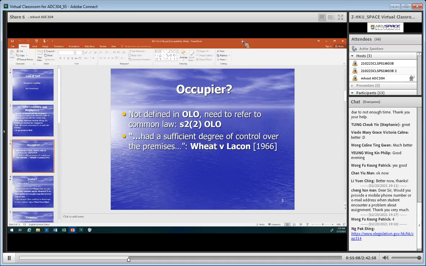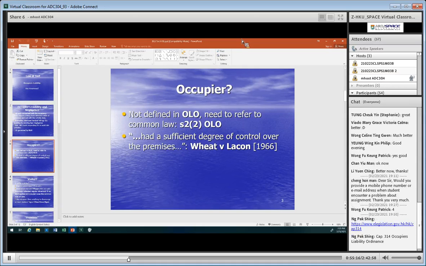So in Wheat and Laken, the test laid down for who is an occupier is very similar to that for whether the person has exclusive possession of the property. Did he have a sufficient degree of control over the premises? So that's who that is, okay? CAP 314, Occupiers Liability Ordinance. As I say, it's not must know for our course, no. So why am I going through it? Well, because it's very closely related to negligence. And as I say, indirectly, we are revising our work on negligence, okay?